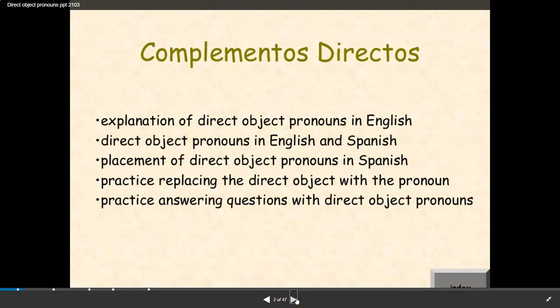First, complementos directos or direct objects. The explanation of direct object pronouns in English. They are direct object pronouns in English and Spanish. The placement, we're going to talk about the placement of direct object pronouns in Spanish. We're going to practice replacing the direct object with the pronoun and practice answering questions with direct object pronouns. So that's what I kind of want to make sure I get through to you about complementos directos.